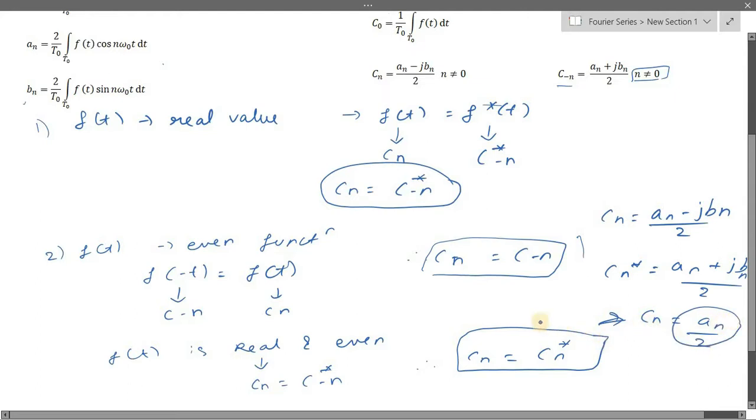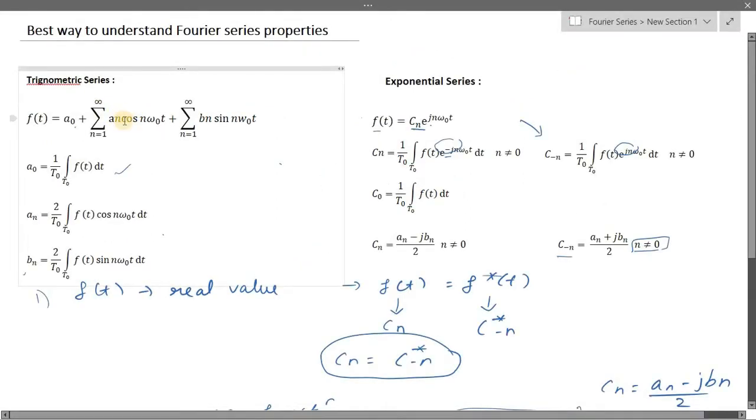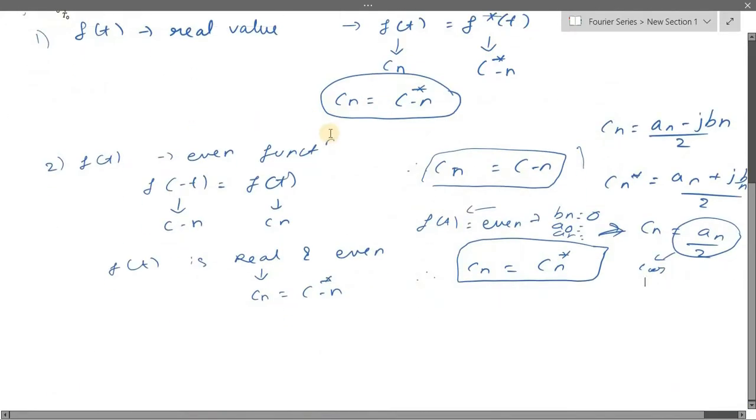Okay, and this is what you see in your trigonometric Fourier series. In trigonometric Fourier series, when you say your f of t is even, you directly say that b of n will be 0. And you say that a of 0 may or may not be 0, a of n will be present. So c of n is basically a n by 2, so you will get only cosine ka term, right? If you see the formula of the trigonometric Fourier series, a of n is written with cos n omega naught t, so whenever a n is there, the cosine term will be there.